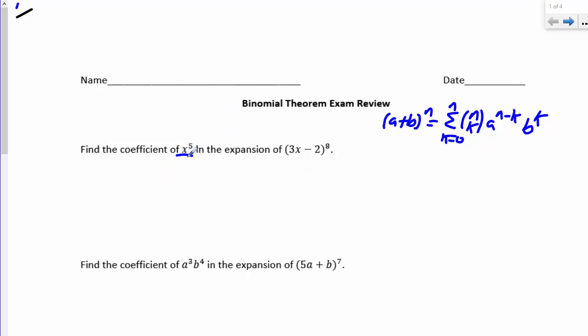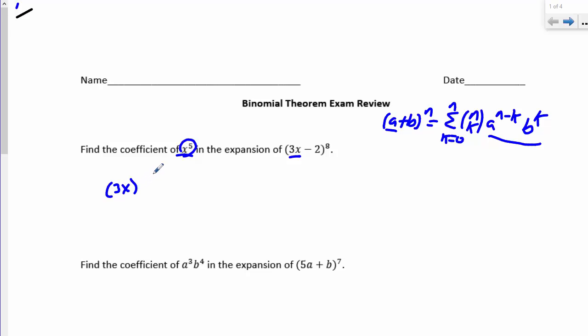This is the target they're giving me. They want the coefficient of this target. So I'm going to use just this portion right here to find k. Once I find k, then I can go after the coefficient. But I need to isolate this target here. My a, which is the first term of this binomial, is in fact 3x. So my a is 3x.